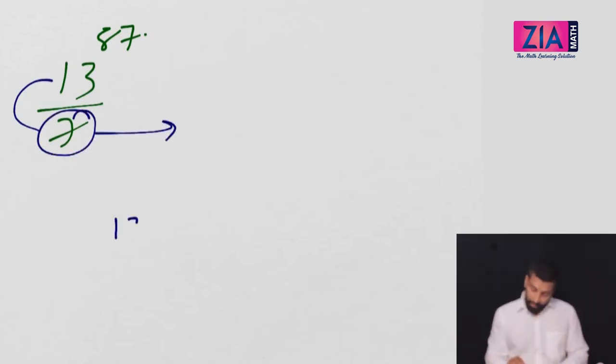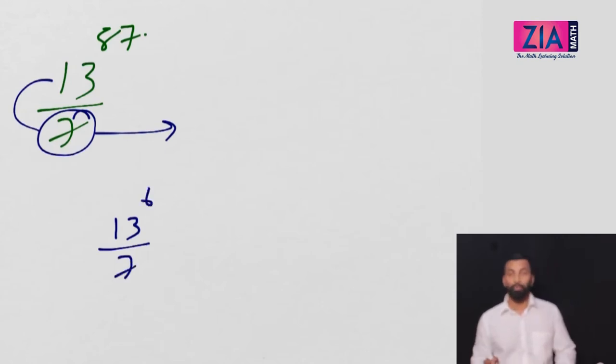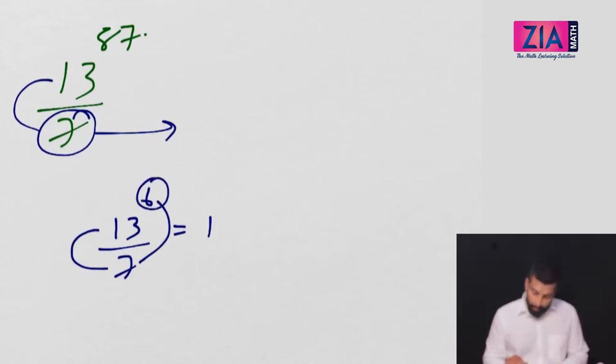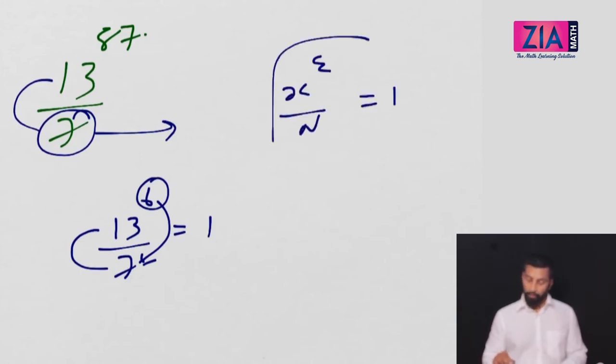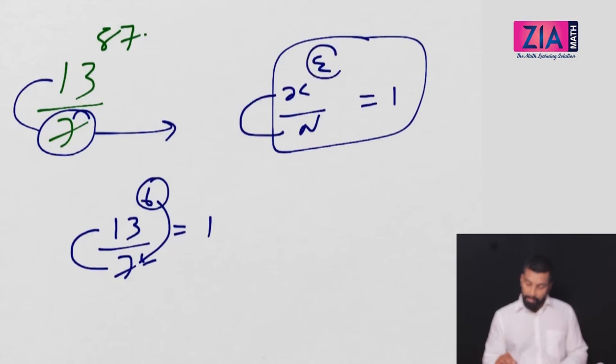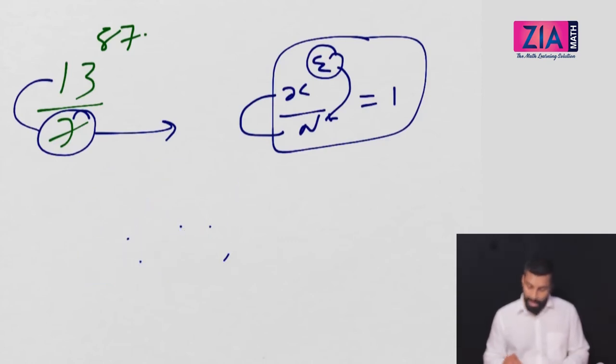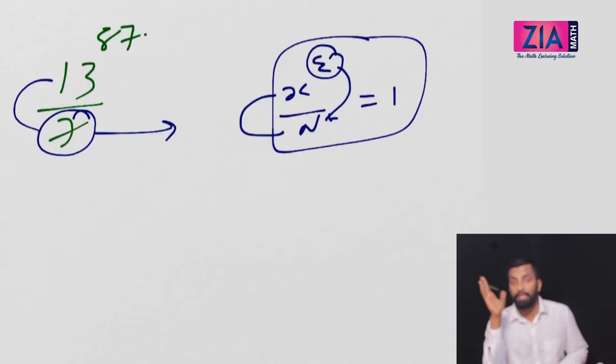If it was 13 raised to 6 divided by 7, what is your answer? Remainder is 1. Why? Because these two are coprimes, and 6 is the Euler's number of 7. That is our Fermat theorem: x raised to e divided by n gives remainder 1, when these two are coprimes and e is the Euler's number of n. So that condition is satisfied here. This is what you need to use to factorize the numerator. You factorize it into powers of 6.